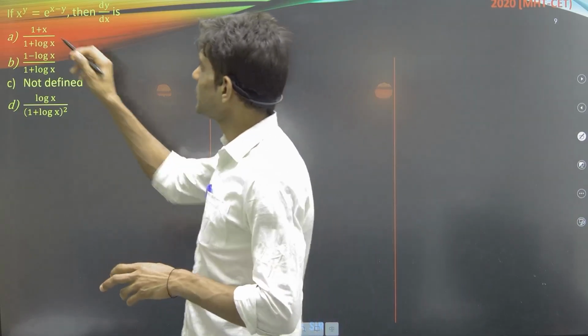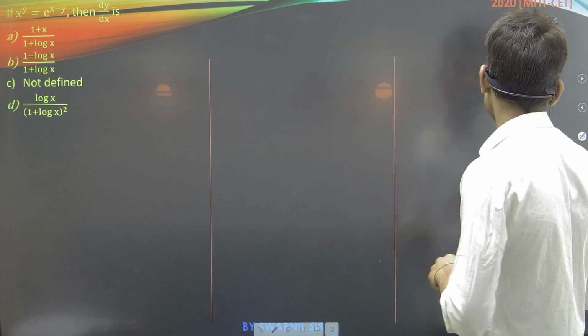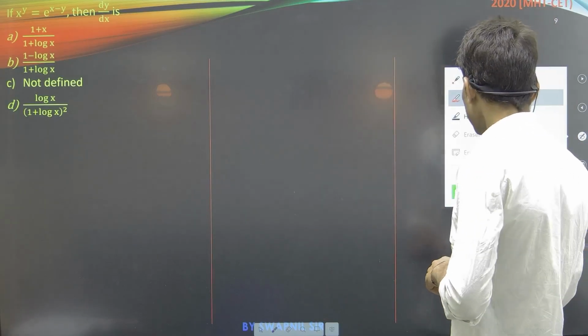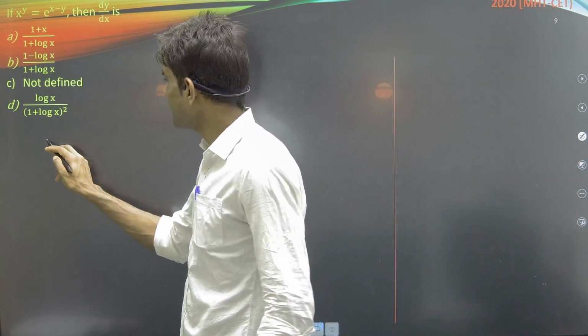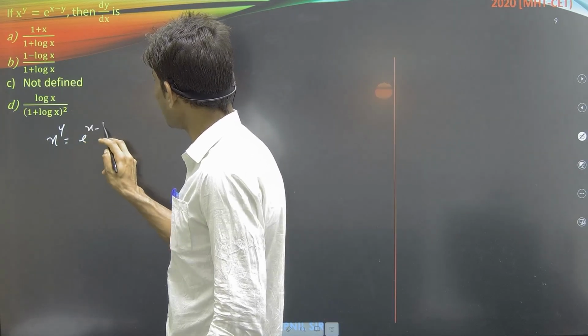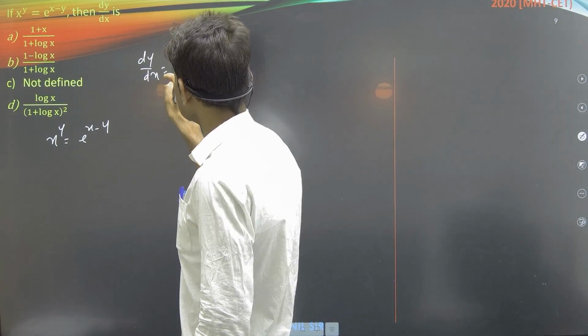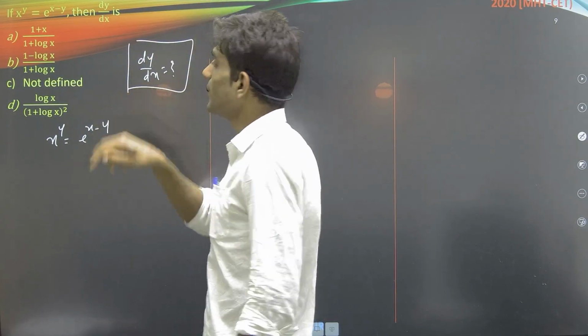Yes, in our next function we have given x to the power y which is equal to e to the power x minus y, and then we want the value for dy by dx. What is our function given? x to the power y equals e to the power x minus y, and what do we want? dy by dx. We want the value for dy by dx here.